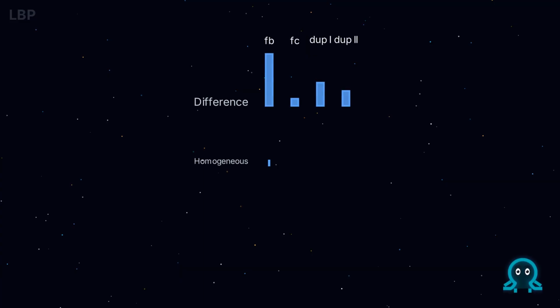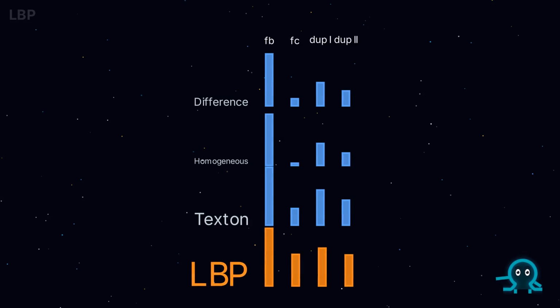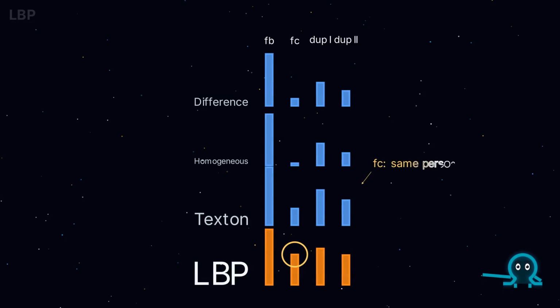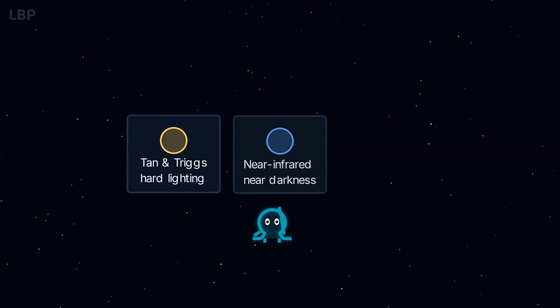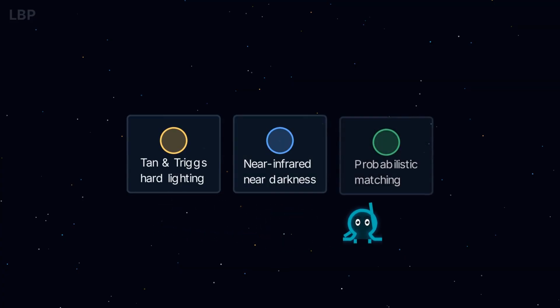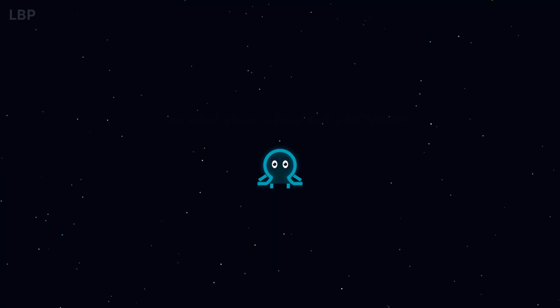Across several standard face recognition test sets, LBP consistently performs as well as or better than other texture descriptors. Look specifically at the FC column, same person but captured under very different lighting. This is exactly the scenario we opened this video with, and LBP clearly handles it best. This robustness has been pushed even further in practice. Specialized pre-processing for extreme lighting, near-infrared imaging for recognition in near darkness, and probabilistic matching frameworks for even more reliable verification. We've solved the still photo.